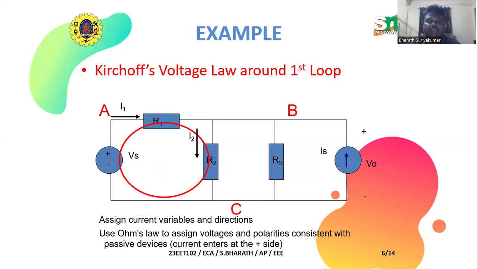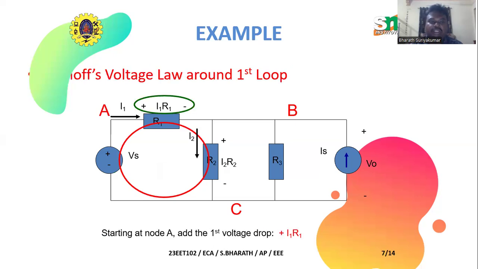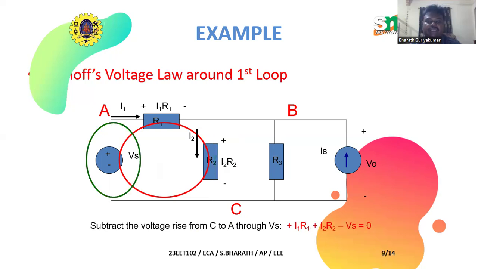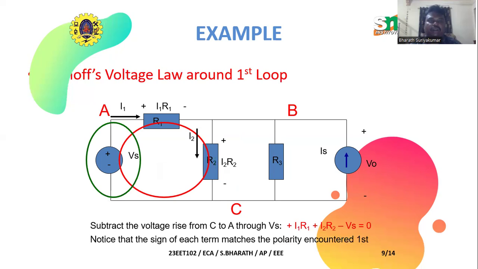Use Ohm's law to assign voltages and polarities consistent with passive devices. Current enters a side, so you can give the plus and minus signs from the source to the resistance, that is I1 into R1. Similarly, I2 into R2. So the overall equation can be written as: starting with the first voltage drop I1 R1, the second voltage drop I2 R2, minus Vs equal to 0, or Vs is equal to I1 R1 plus I2 R2. This is called Kirchhoff's voltage law. So we subtract the voltage rise from C to A through Vs.